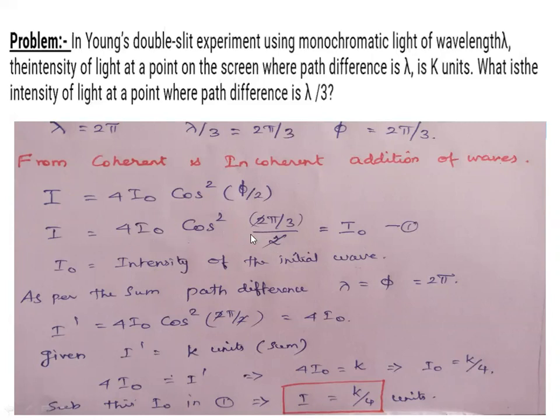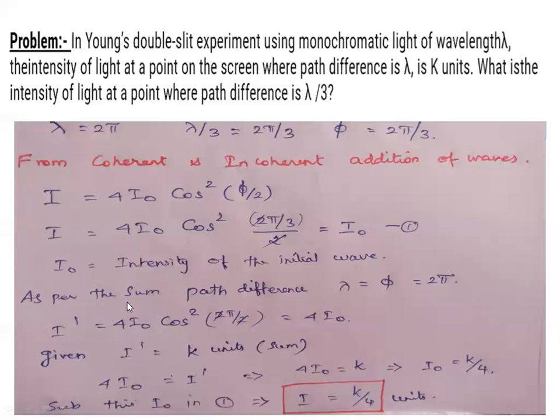4 I naught cos squared pi by 3 is equal to I. What is I naught here? It is the intensity of the initial wave, that is the first wave that we consider. This is equation number 1.